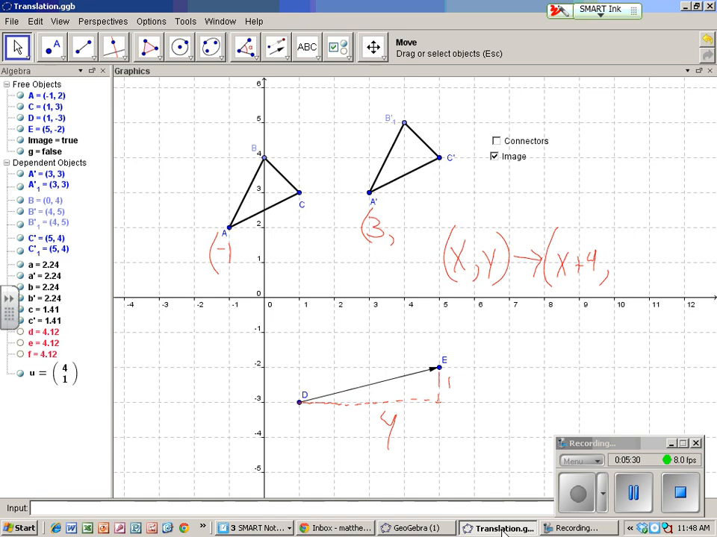The y-coordinate, we went up 1. So we're going to go y plus 1. The y-coordinate at point A is at 2. The y-coordinate at point A prime is at 3. 2 plus 1 is 3. So this is our rule, the whole thing.